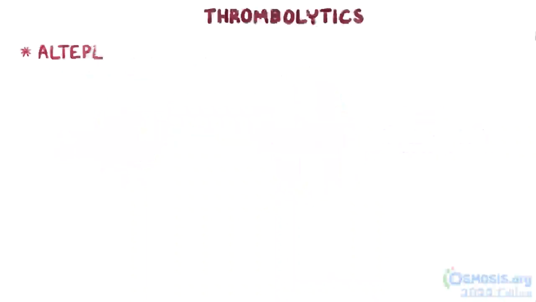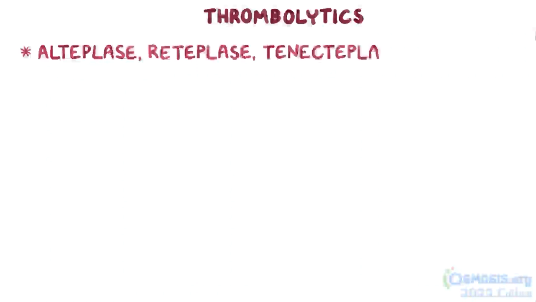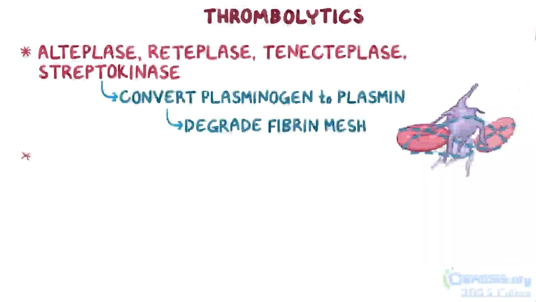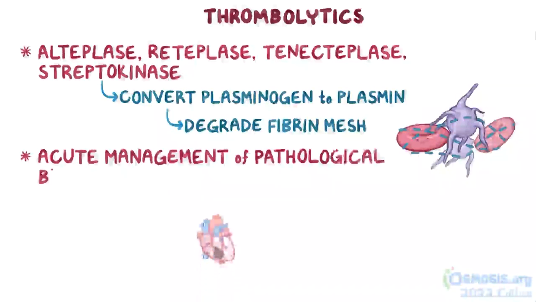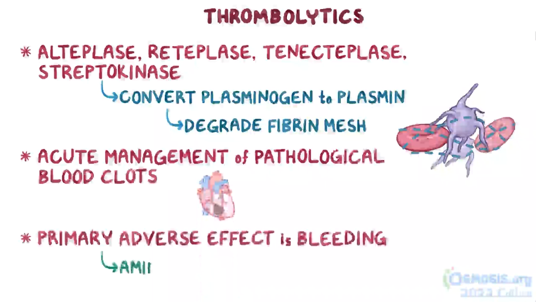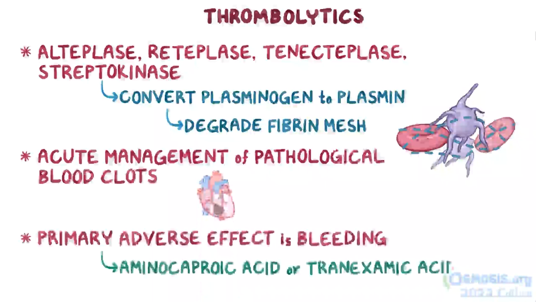Alright, as a quick recap, the thrombolytic medications alteplase, reteplase, tenecteplase, and streptokinase work by converting plasminogen to plasmin to degrade the fibrin mesh. They're given for the acute management of pathological blood clots. Their primary adverse effect is bleeding, for which aminocaproic acid or tranexamic acid can be given.